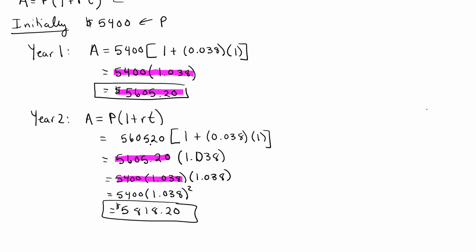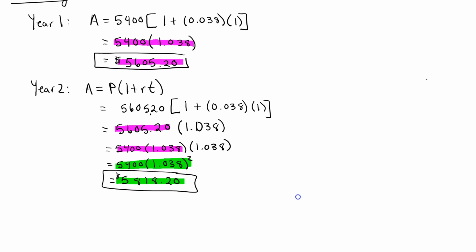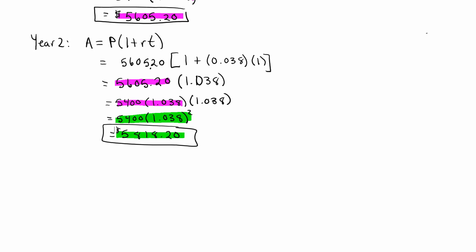Now I'm going to color this in a different color. I'm going to say that this one's green. And we're saying that the two green things equal the exact same thing. So 5,400 times 1.038 squared is 5,818.20. Let's just look at 1 more year. And I think you'll see the pattern.